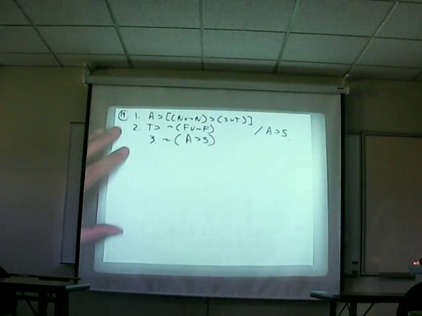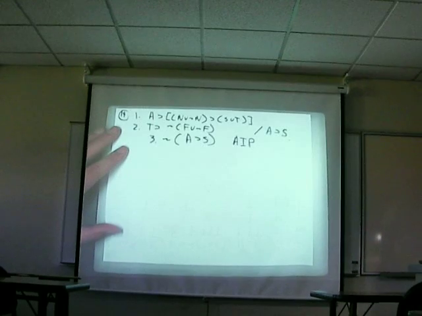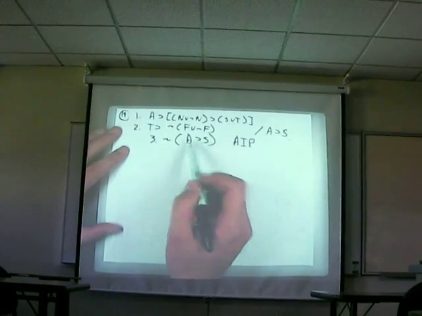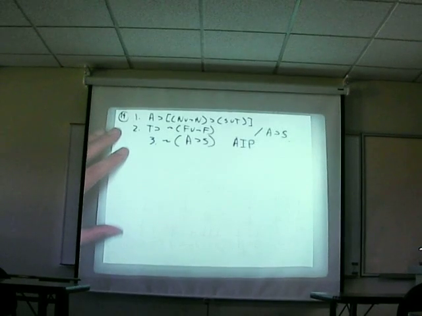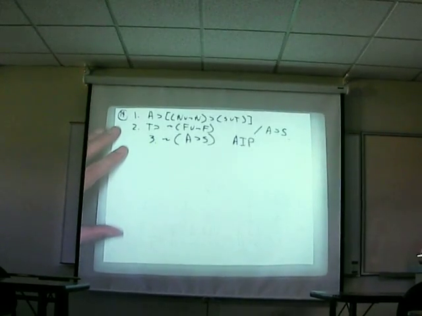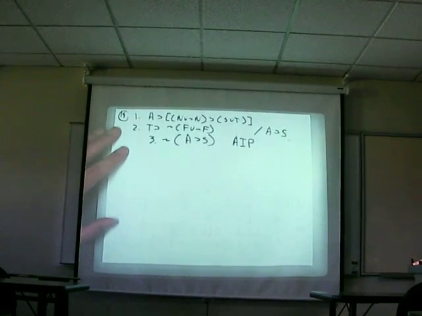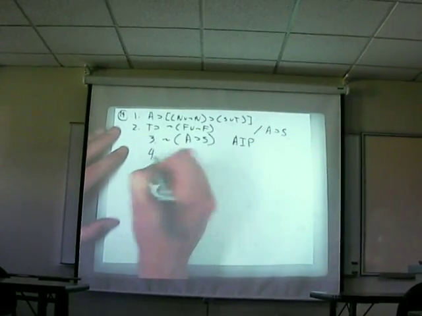So what can we do immediately with line number 3, our assumption for indirect proof? Well, not a whole heck of a lot stands out. It kind of looks like a case of De Morgan's, where I distribute the tilde to the inside and flip the operator. However, the operator on the inside of the parentheses is not either a wedge or a dot, so I can't immediately, obviously, do De Morgan's. But I could set up a De Morgan's if I first did implication to the inside of the parentheses, to that horseshoe. So let's see what that would get us.